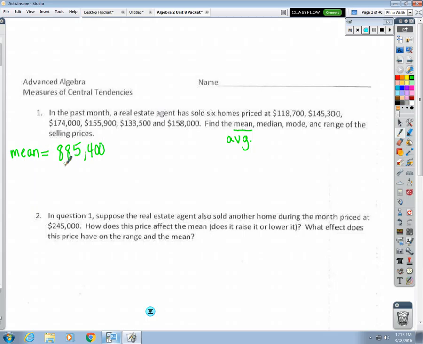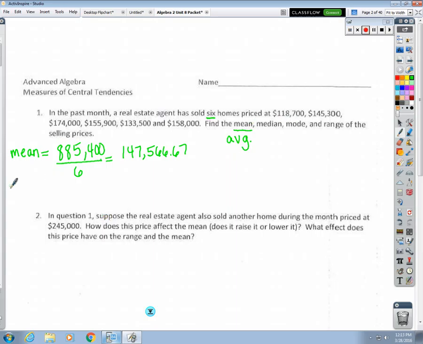Right. To find the mean, you now have to divide that by 6, how many things you added up, which was 6. And you get what, Alex? Okay, so I'm going to round it. So the average selling price for this real estate agent, his average home that he sells is around $147,566.67. Okay? All right.